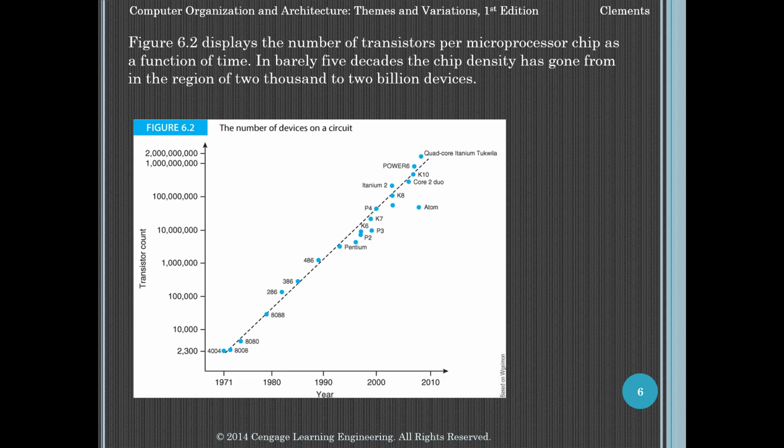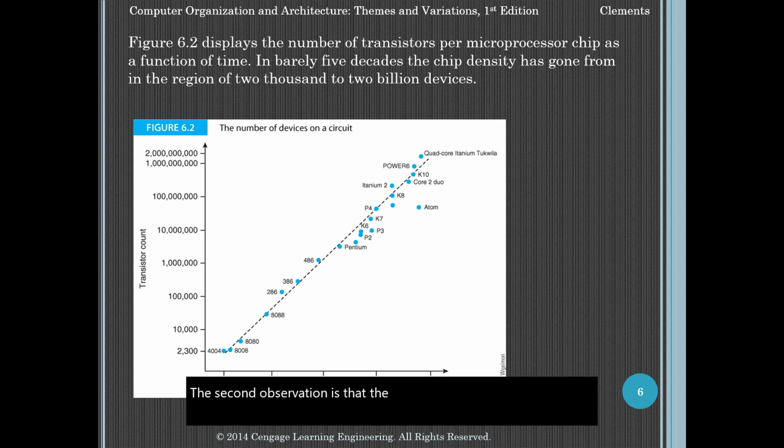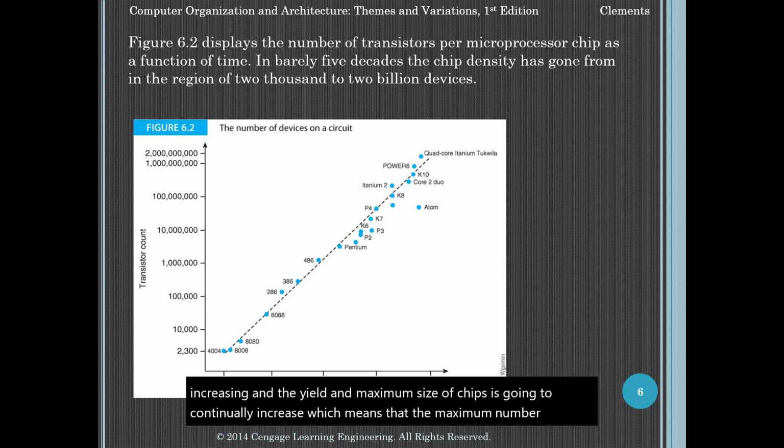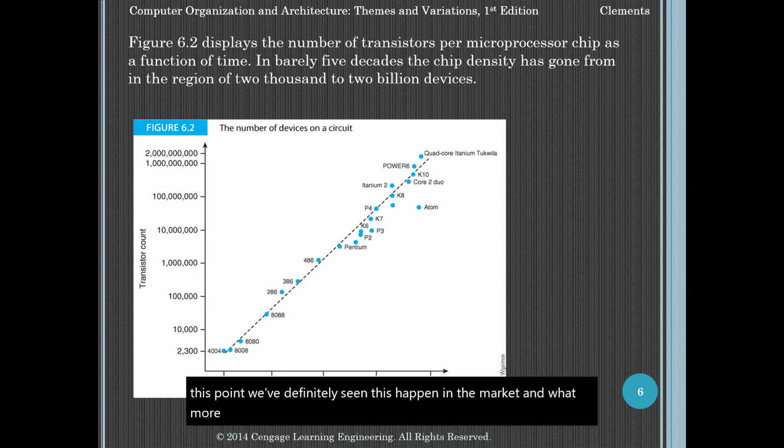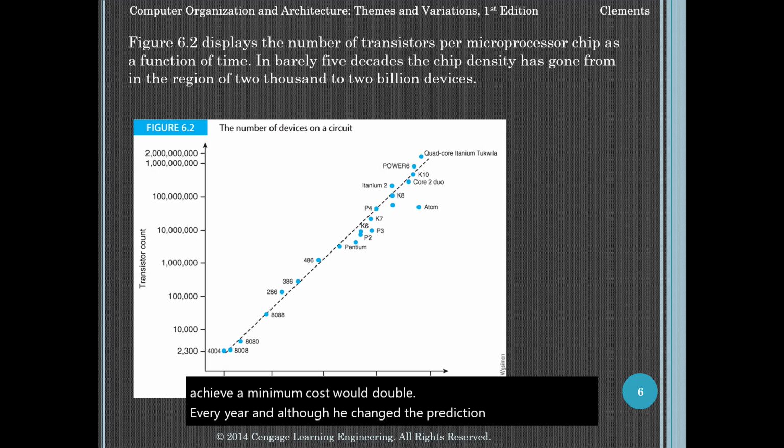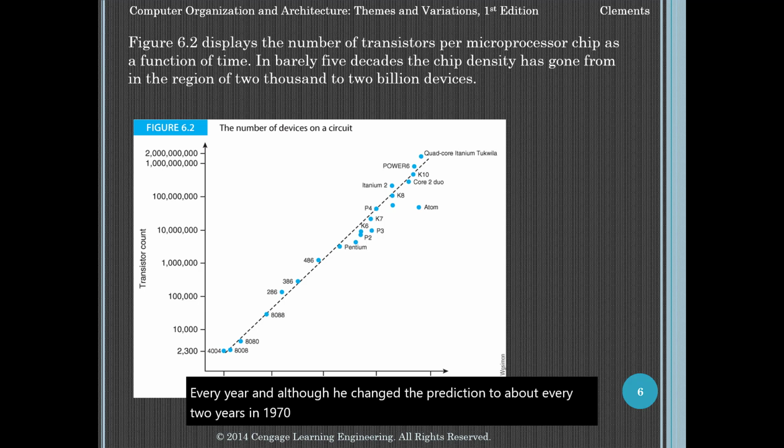The second observation is that the march of technology is continually increasing the yield and maximum size of chips, which means that the maximum number of devices per integrated circuit is increasing year by year, and the minimum cost per device is decreasing. And we've seen this, right? At this point, we've definitely seen this happen in the market. And what Moore suggested is that the maximum number of devices required to achieve a minimum cost would double every year. And although he changed the prediction to about every 2 years in 1975, really this is where we've found ourselves to be.